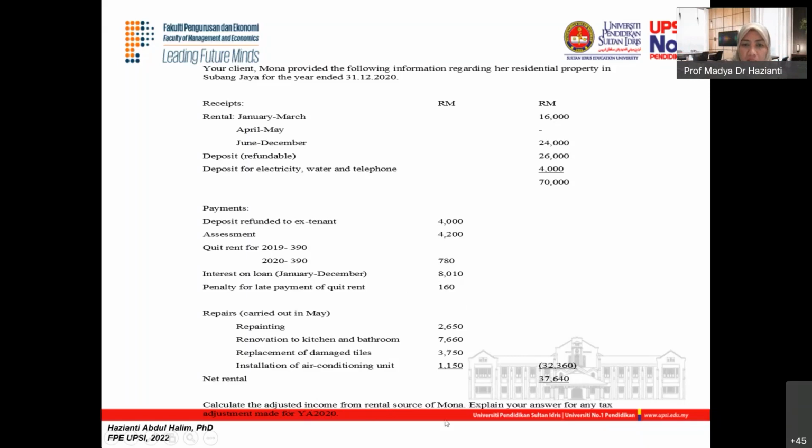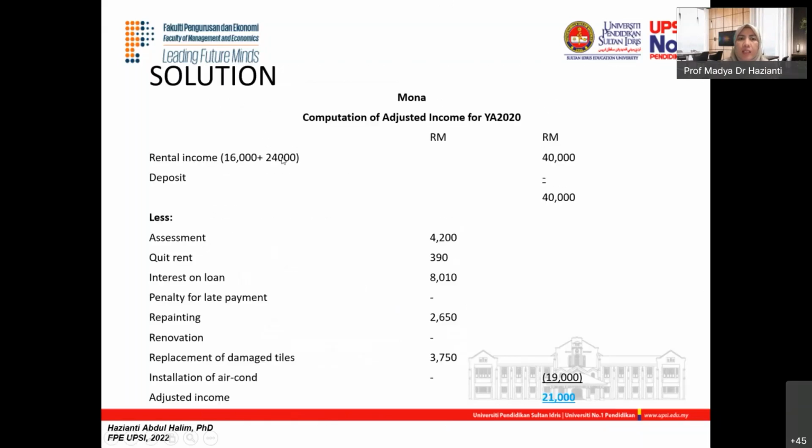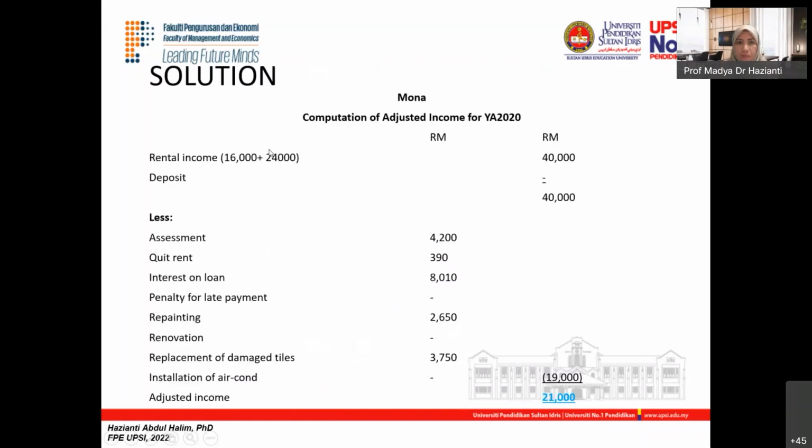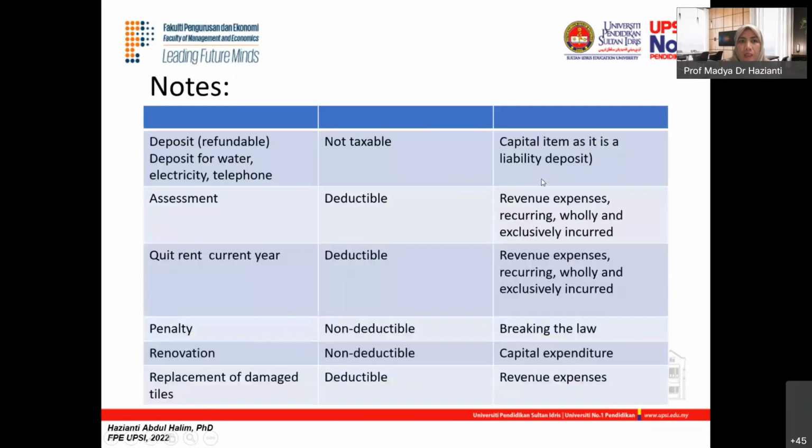So we have to calculate the adjusted income. Explain your answer for any tax adjustment made for year assessment 2020. So I hope you have the notes with you sebab saya terus nak share the answer je dekat sini. Okay, so rental income dia patah balik dekat sini. 16 tambah 24 sahaja. Remember deposit tak masuk 16 tambah 24. Deposit tak masuk. Sebab apa deposit tak masuk? Sebab sini tadi. Deposit not taxable. Dia capital item. Dia dapat balik duit tu. So kita tak kira dia untuk bayar cukai. Right, 40,000 rental income dia.